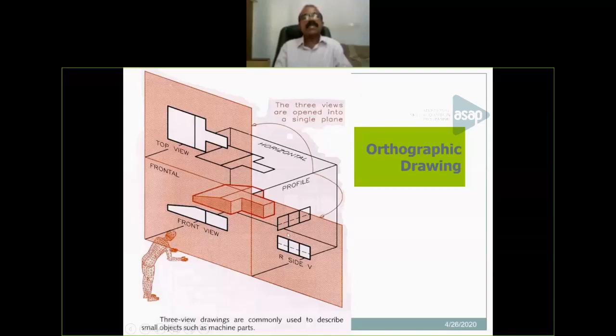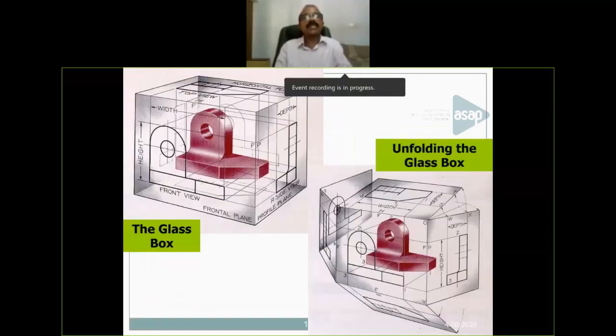See, in any object you can see. Suppose you want to draw the orthographic view of this particular object. So you can first imagine the object is kept inside a cubicle, a glass box, and the different views on the planes that you can see: front view, side view, and top view. Top view means looking from the top, you will get the top view.